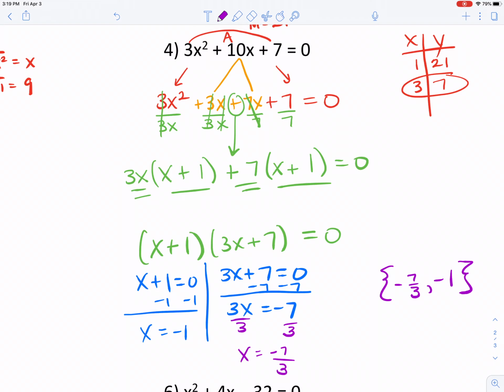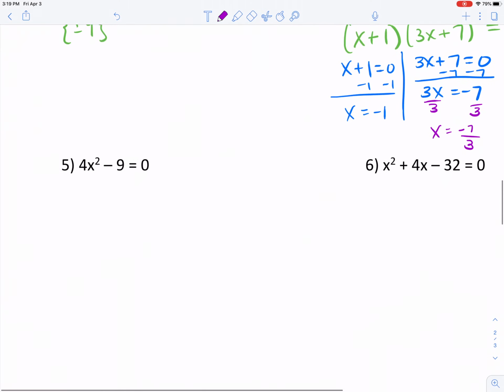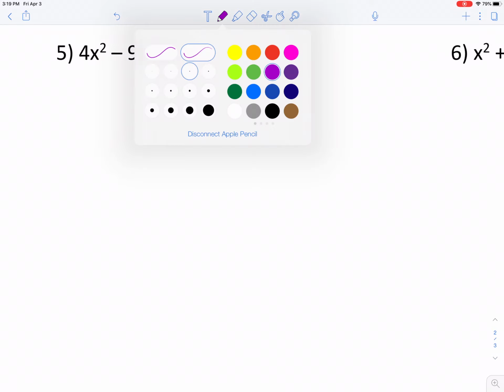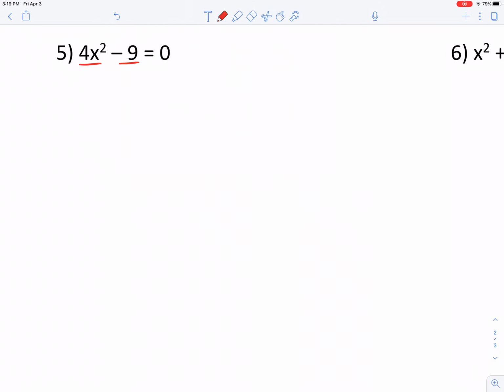You don't have to put it in solution set notation, and it doesn't matter if you don't put the smaller number first. Next one's set equal to 0. Can I divide both these terms by anything? No. I always check for that GCF first. But I have a difference of 2 perfect squares.